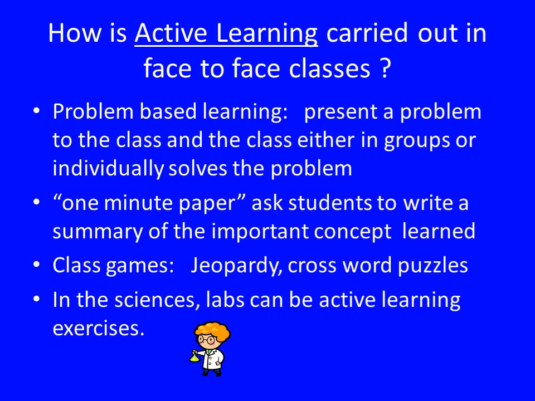How is active learning carried out in face-to-face classes? Well, there are several ways that you can carry out active learning. You can have problem-based learning, where you present the problem to the class, and the class either in groups or individually solves the problem. You can do a 1-minute paper, where you ask students to write a summary of the important concepts that they learned. So the idea is that the students are supposed to synthesize what they learned during the course of the class. They summarize, they think about what they learned, and they write something and they turn it in.